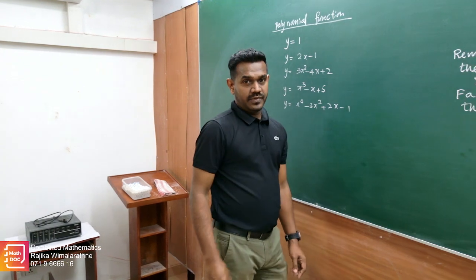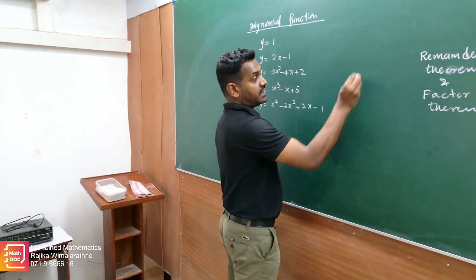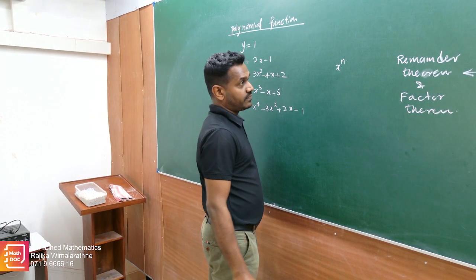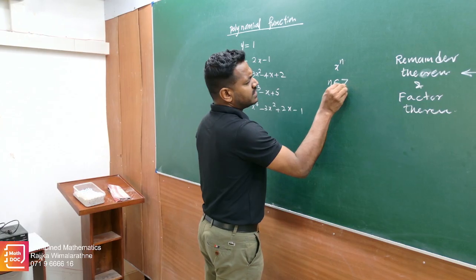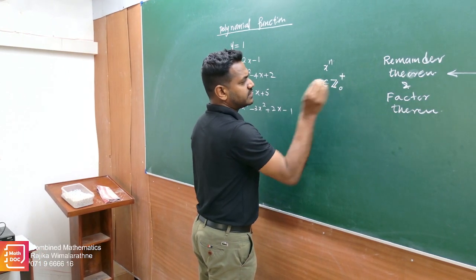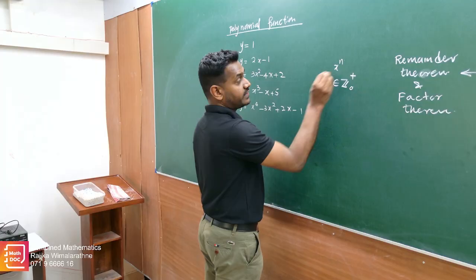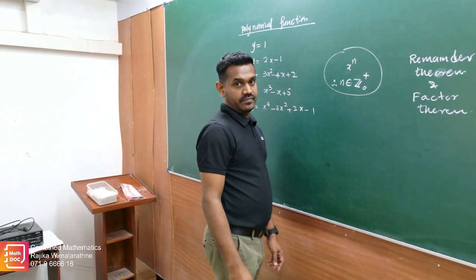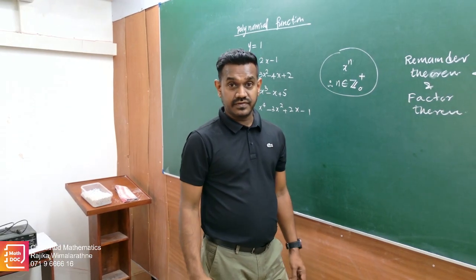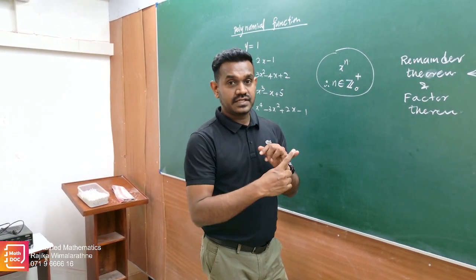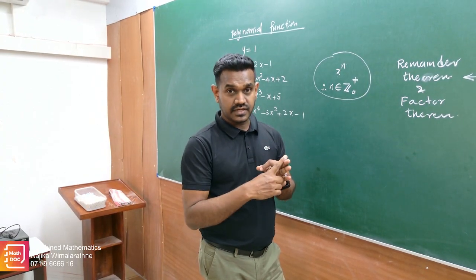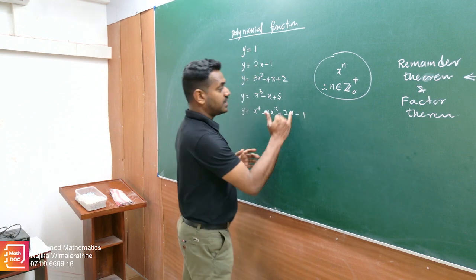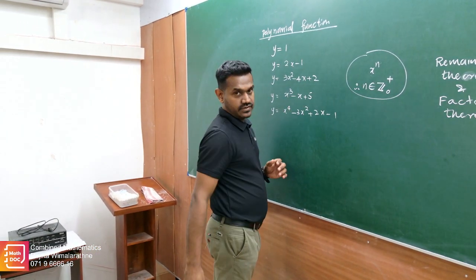The specialty of a polynomial function is that it contains x to the power n type terms, where n is 0 or a positive integer, that is, a non-negative integer. The addition of this type of terms we call a polynomial. The power of x will be a positive integer or 0. Fractions, irrational values and negative integers are not possible in polynomial functions.